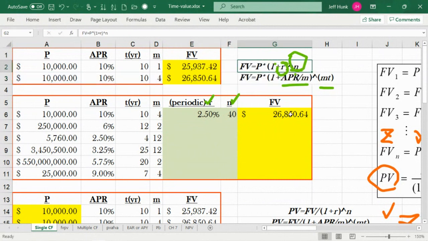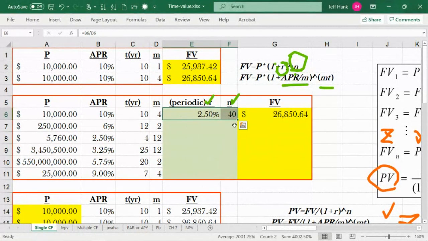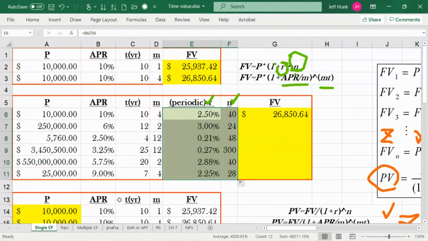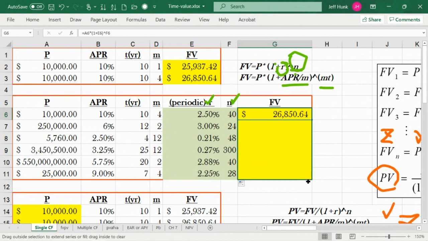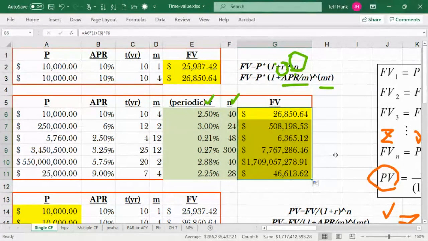But if we use this version, the formula is simpler, right? But we just need to make adjustments to R and N outside the formula. We just need to add just two more columns, right? And then once you are done, you can easily just copy and drag it down for other problems, right? And then just drag it down for the future value, okay?